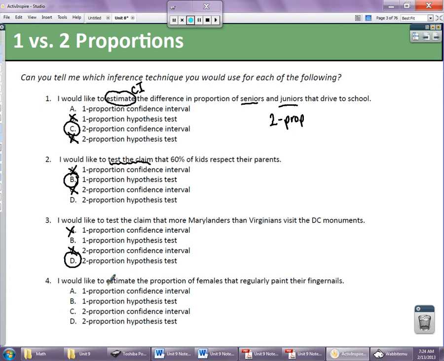And then the last one, again here you see this word estimate, so you know you're looking at a confidence interval here. And I'm just looking at the proportion of females that regularly paint their fingernails, so again you're looking at a one proportion confidence interval. Okay, so that's one way that you can look at the two different types, one proportion versus two proportion types of tests. And again, these are all inferencing techniques. Hypothesis testing and confidence intervals are both inferencing techniques.